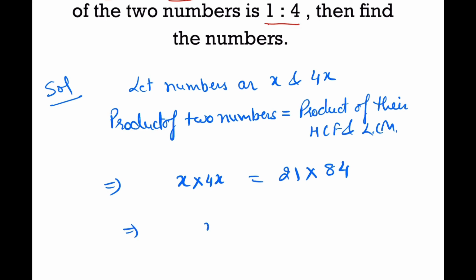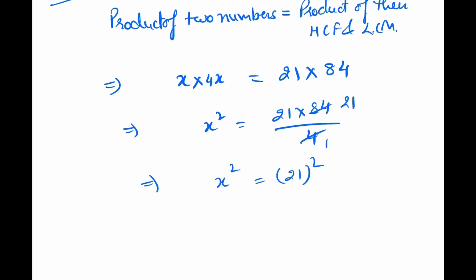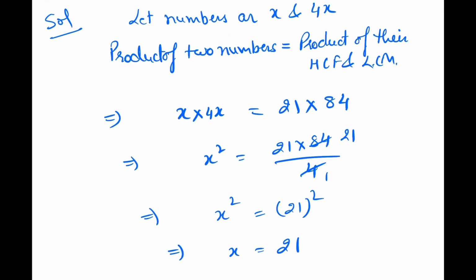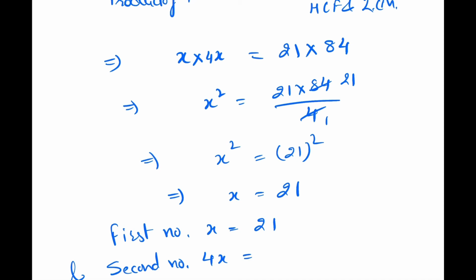So this implies x square equals 21 into 84 upon 4, cancel 21. This implies x square equals 21 square, which implies x equals 21. So first number is 21 and another number is 4x. So first number x equals 21 and second number 4x is equal to 4 into 21 equals 84.